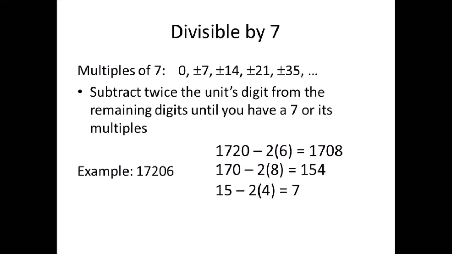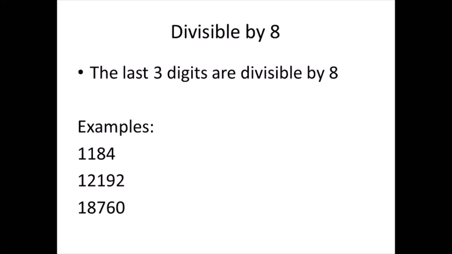Next item is divisibility by 8. For this, you need to check if the last 3 digits are divisible by 8. These are the examples: 1,184, 12,192, and 18,760. The last 3 digits are all divisible by 8.